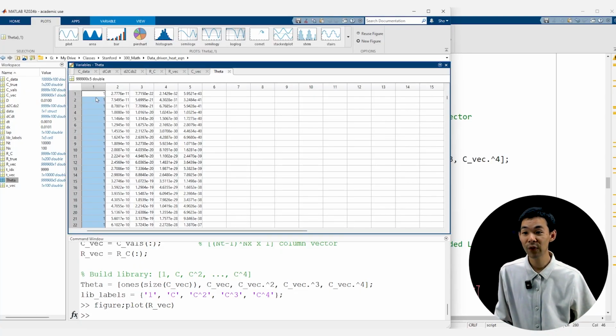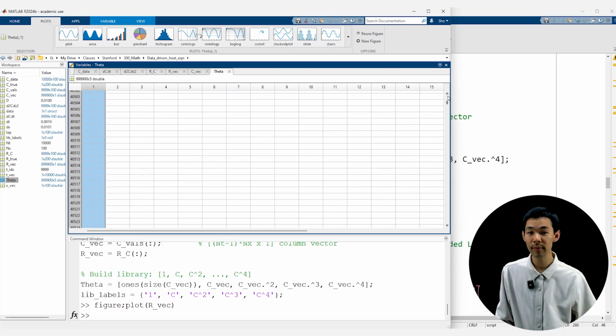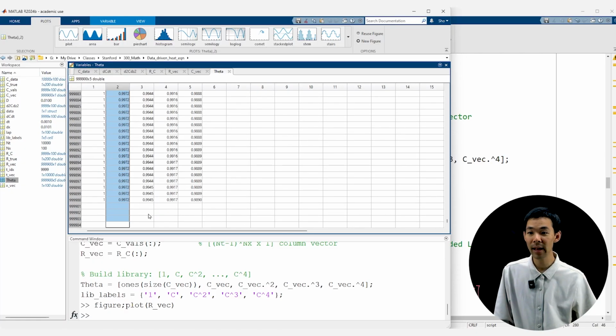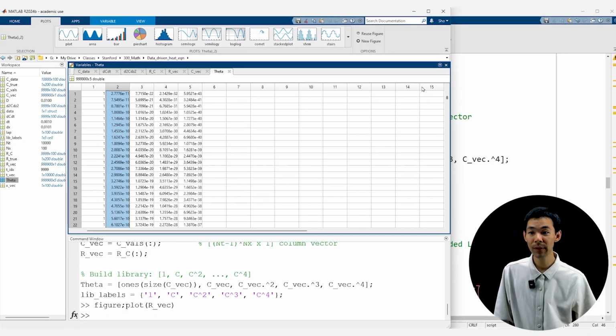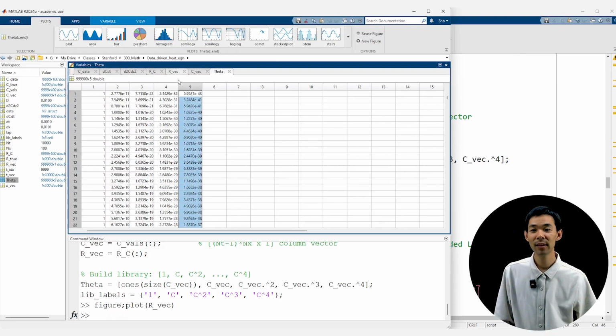So the entire first column right here just has ones, right? It's ones all the way across. The second column here is the linear term in concentration. As you can see, it starts at a very, very small value, 10 to the minus 11, and it goes up and it ends at a value of 1. And then same thing up here. This is C squared, C cubed, C to the 4th. So this is a polynomial of degree 4.